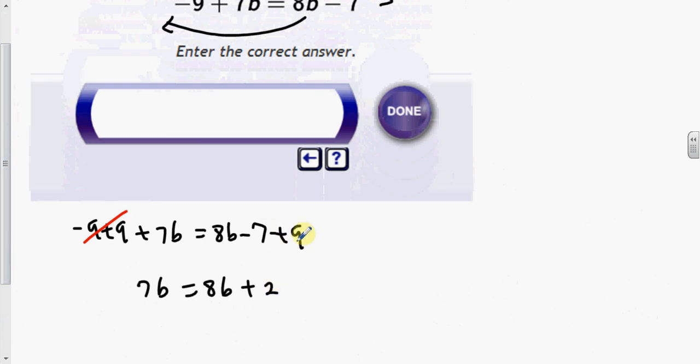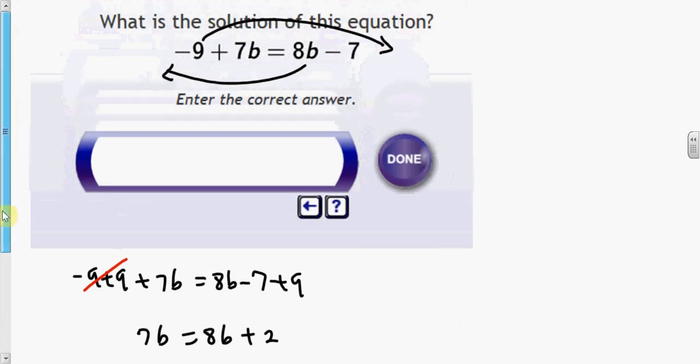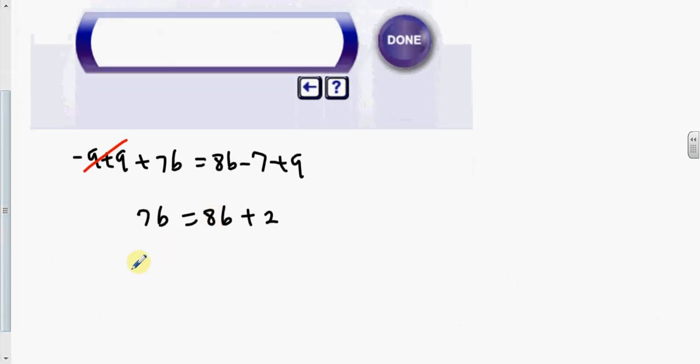The number with the larger absolute value, its sign is affixed to the answer. Well, 9 is bigger than 7. So 9 here is positive, so this part here is plus 2. So now I need to get the 8b on the opposite side. It's positive 8b, so I'm going to subtract 8b on both sides.